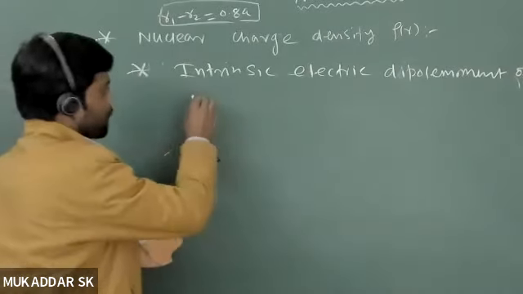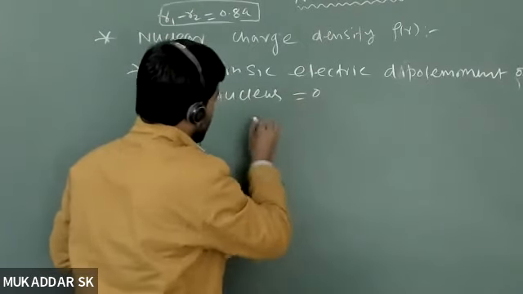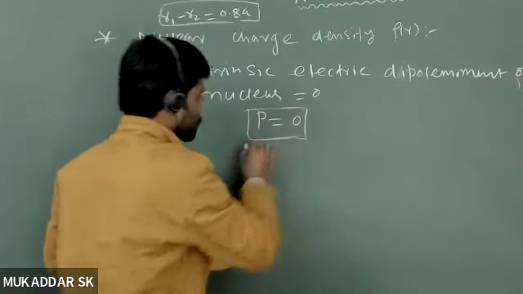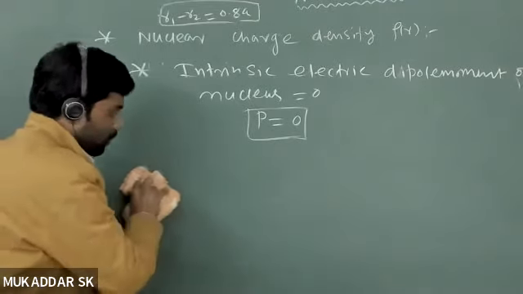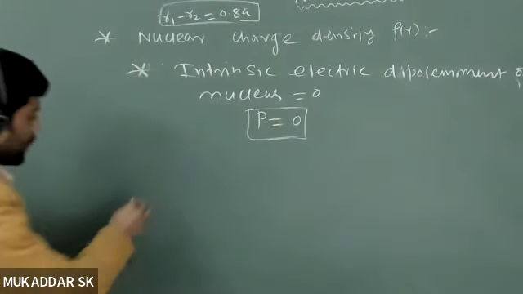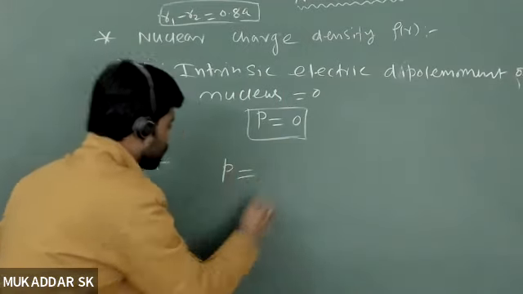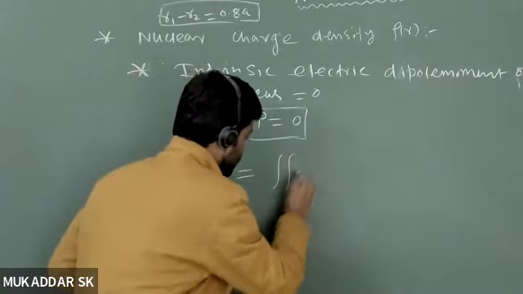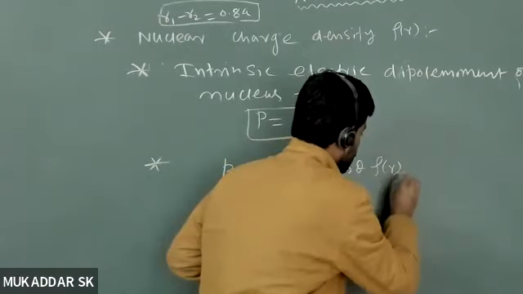Now, in the next part, what I'm saying is you have to show that the intrinsic electric dipole moment of the nucleus is 0. I mean, the dipole moment of the nucleus will be 0. You have to show this. To show that, I have to borrow the concept of electricity and magnetism. Okay, you know how dipole moment is defined for a sphere. How do you define it? If I am correct, it is the integral of R cosine theta rho of R d tau.